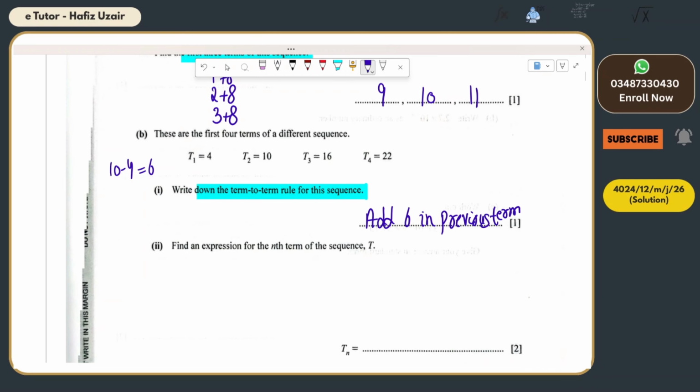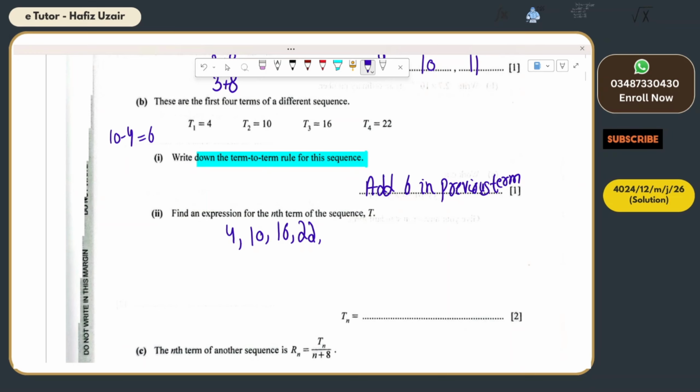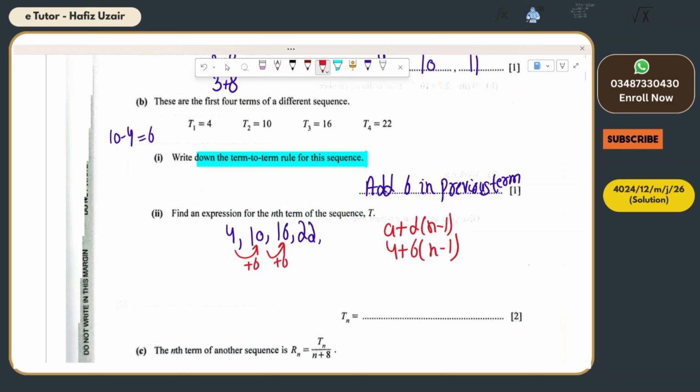All right. Now find the expression for the nth term of the sequence T. So what is the first term of this sequence? It's 4, 10, 16, and 22. What is the formula for the nth term of this sequence? This is a linear sequence. You can check that this is a linear sequence. So the formula for this sequence is a plus d times (n minus 1). a is the first term, which here is 4, plus the common difference, 6, times (n minus 1). So you will get 4 plus 6n minus 6. This will produce 6n minus 2.